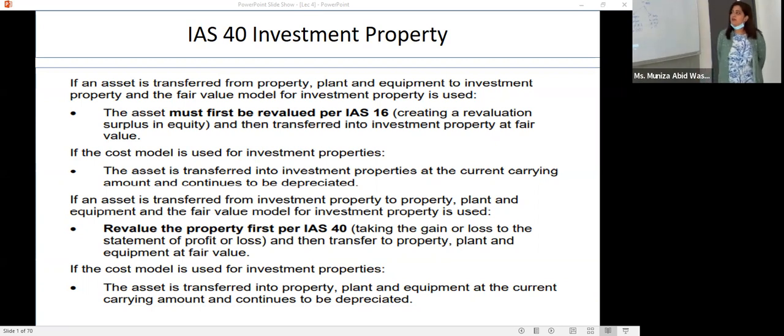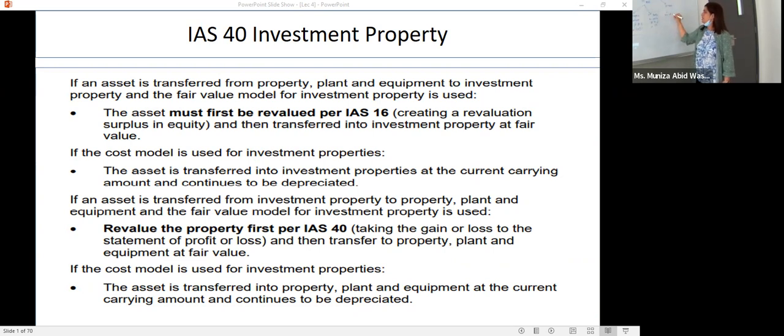The asset is transferred into investment properties at current carrying amount. What is carrying amount? Cost minus accumulated depreciation is our carrying amount. So they are telling us the asset is transferred into investment properties at current carrying amount and continues to be depreciated. Under the fair value case, no depreciation. But when under IAS 40 the cost model is being adopted, then what do you have to do?